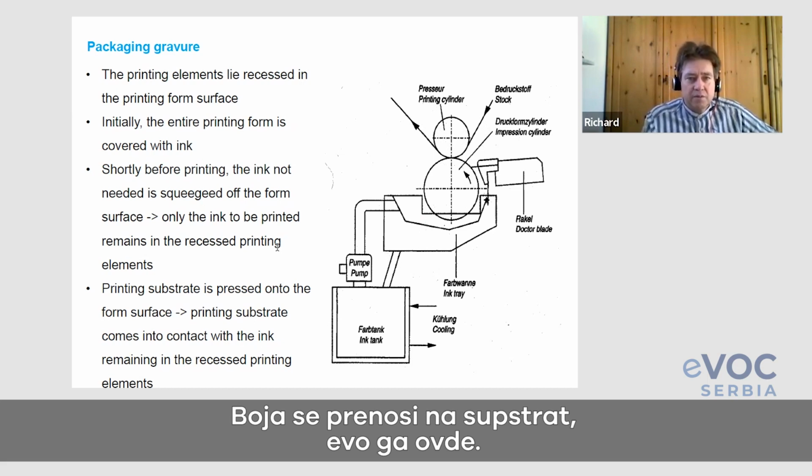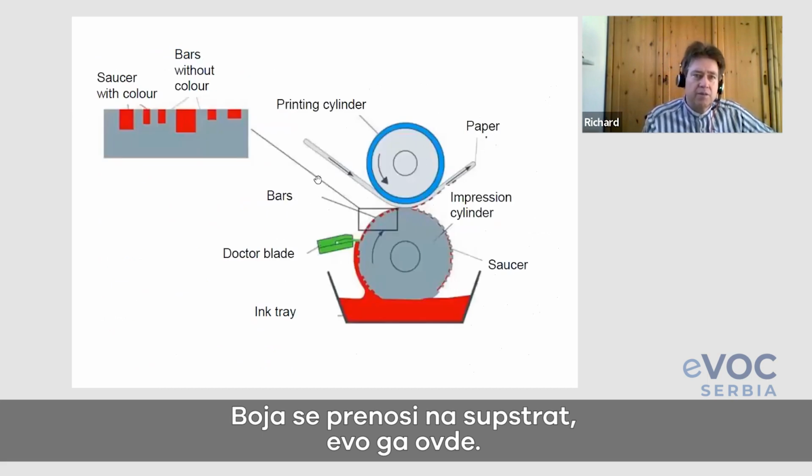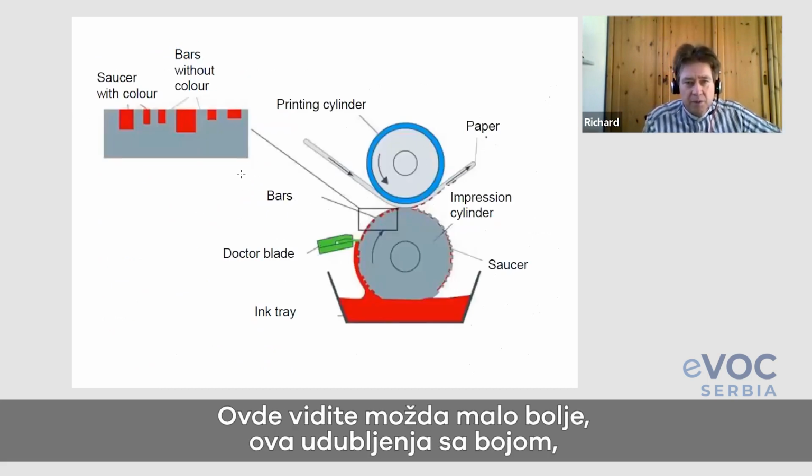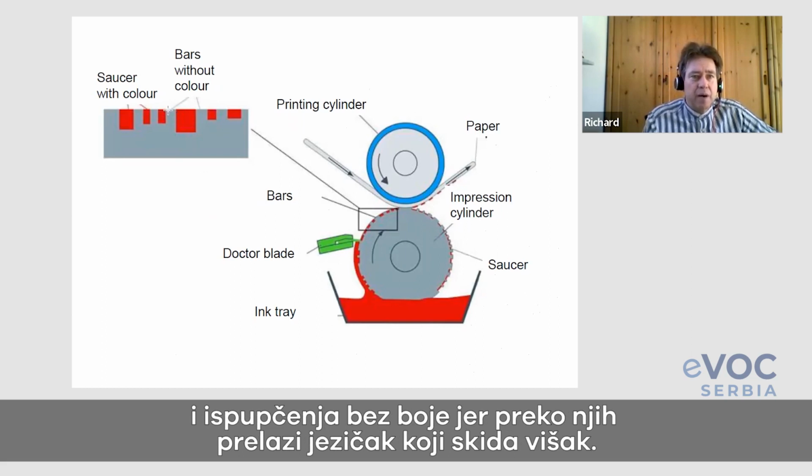And of course, yeah, here you see a little bit, it may be nice. You see here these cells with color, and here the bars or elevations that have no color, because here you have this doctor blade, and the printing process takes place, as you can see.